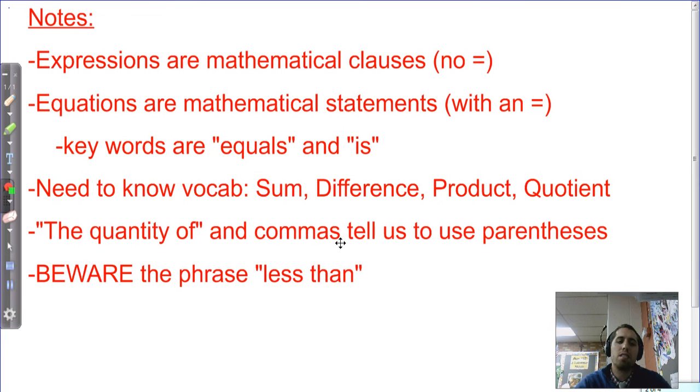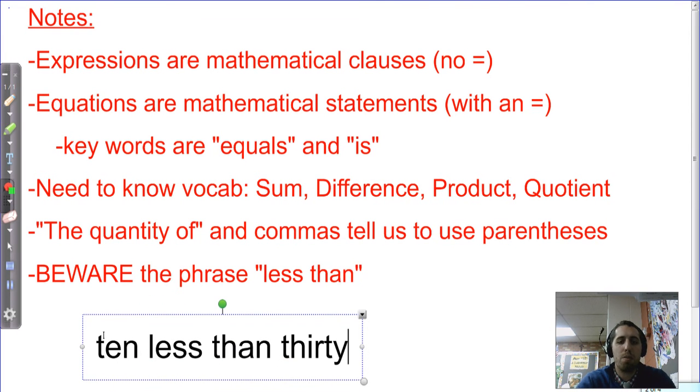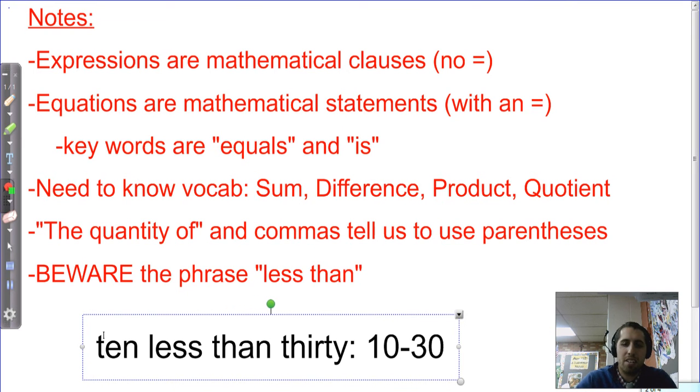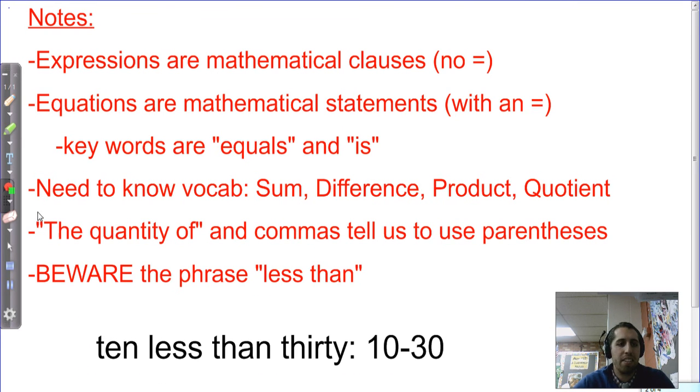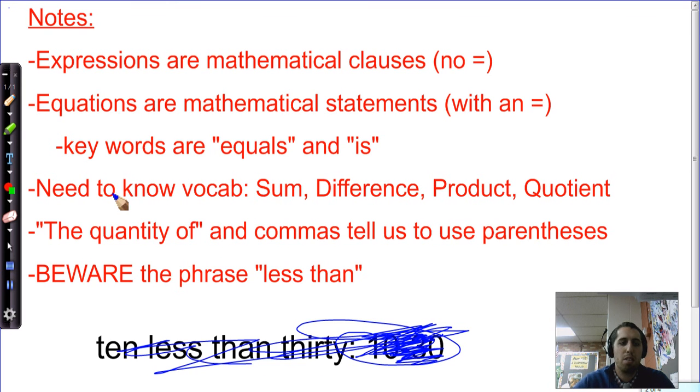The final note is to beware the phrase less than. So if I say, what is 10 less than 30? Most of you could probably tell me right away that's 20. But if you were to write it out, a lot of people, if they see the words 10 less than 30, they're used to reading from left to right, and so what they'll actually write is 10 minus 30. And that is not the same thing. That equals negative 20, and that is not correct. So we need to know that this is not what it equals. So beware the phrase less than.